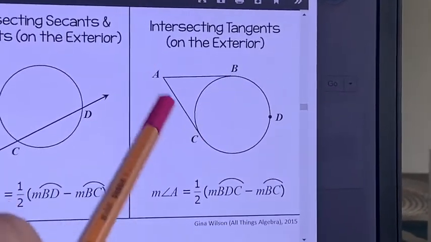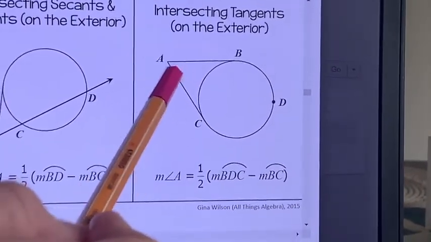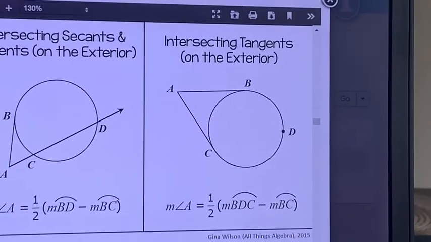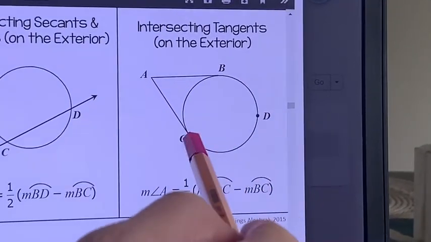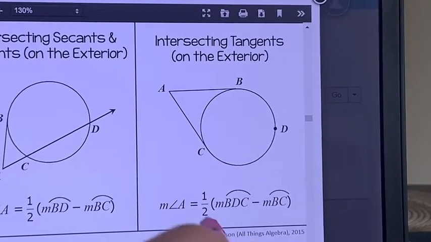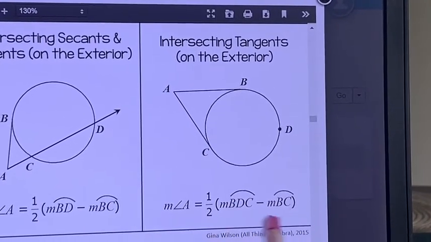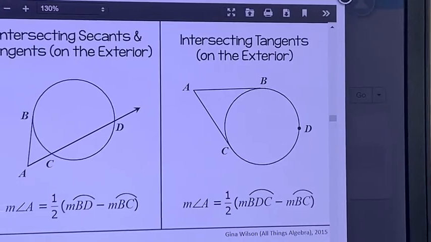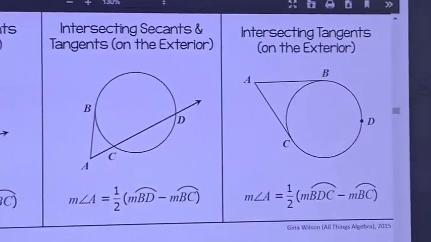So when these tangents intersect on the exterior, meaning outside the circle, we're going to take this arc measure here, and we're going to subtract that arc measure right there, and then we're going to divide it by 2. So the rule is just like what we did here. It's just set up a little bit differently.